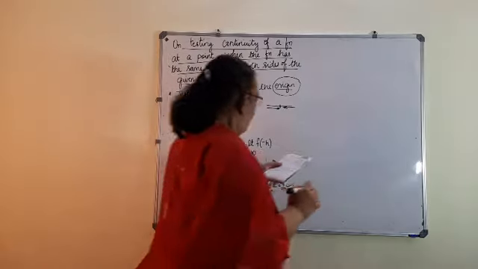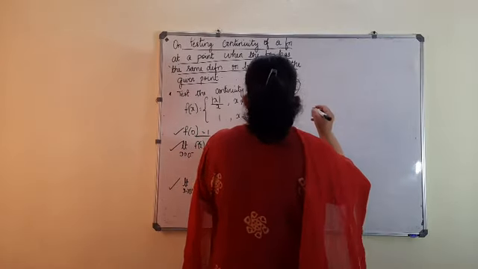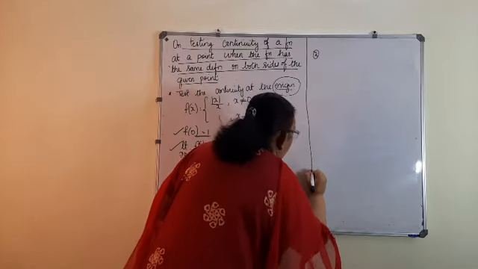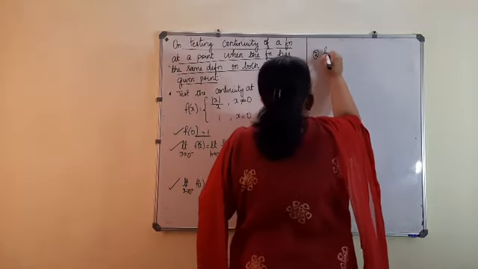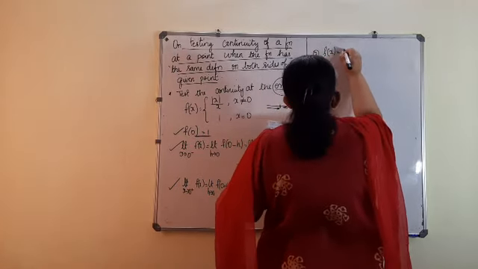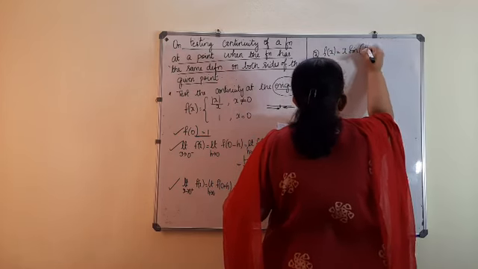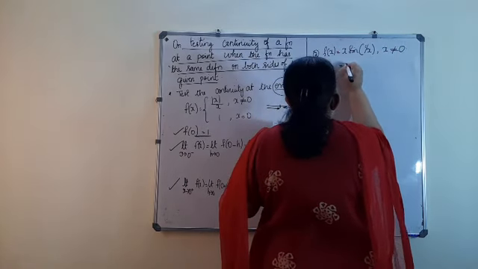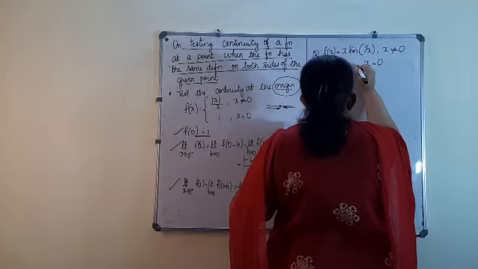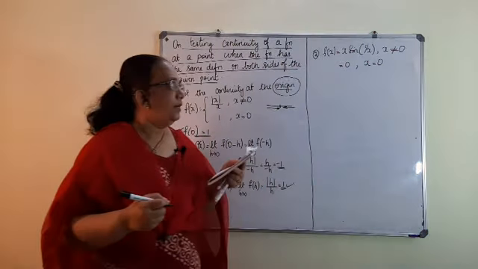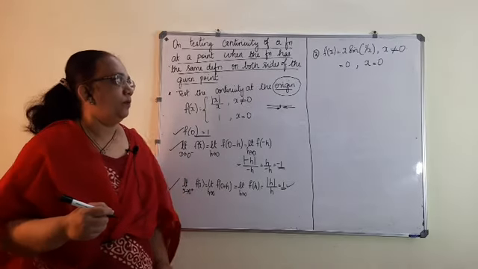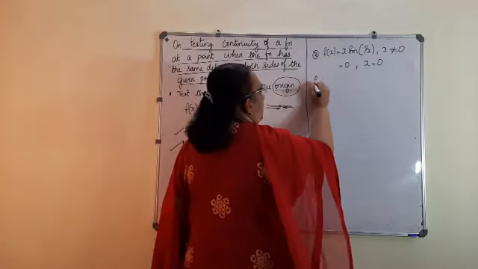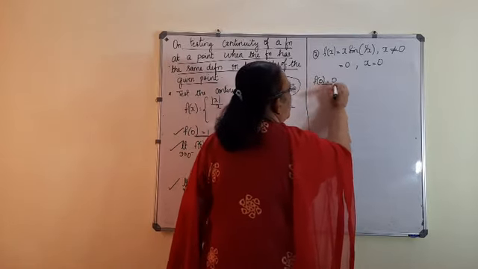Now the next one. Discuss the continuity of f of x is equal to x into sine 1 by x, for x not equal to 0, at x is equal to 0. Discuss the continuity at x is equal to 0. It's a very important question. So at the point 0, f of 0 is equal to 0.